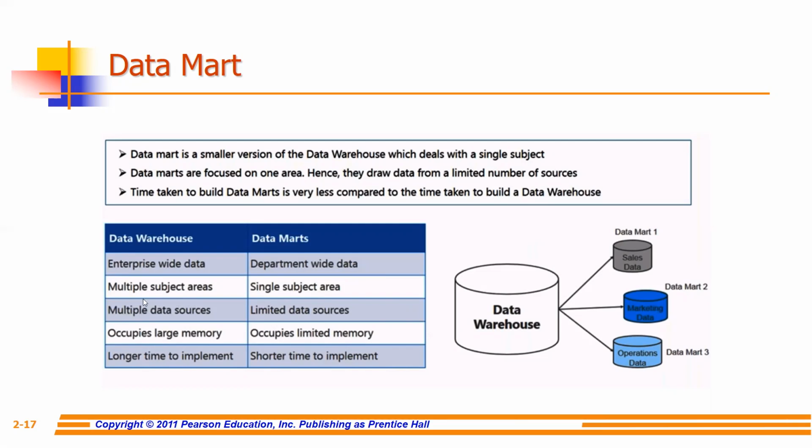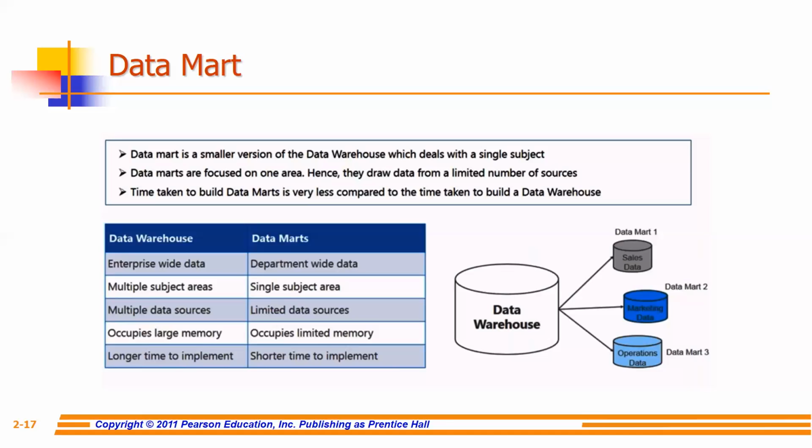Multiple subject areas are the objectives for the data warehouse, but a single subject is the focus for the data mart. Limited data sources we have for our data mart, because data marts are for specific departments and are of a smaller scale, while we have multiple data sources or larger scale data in a data warehouse. The data warehouse contains more memory as compared to the data marts. Longer time is needed for implementation of the data warehouse, while shorter time is required for implementation of a data mart.